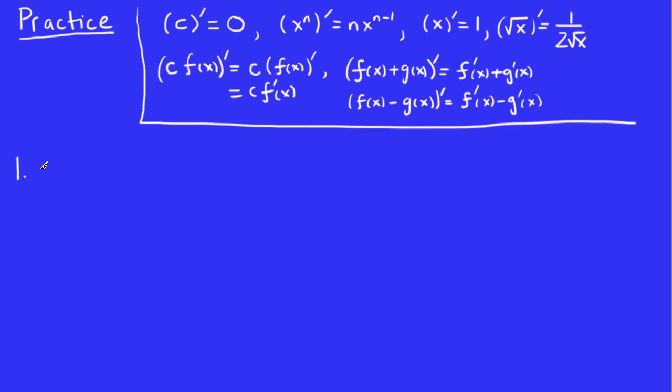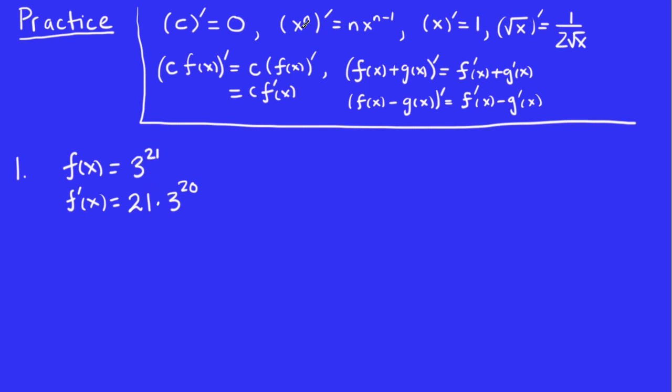The first problem is f of x equals 3 to the power of 21. What is the derivative of that? Now, you have to be a little careful. Some students might be tempted to bring the 21 to the front, and then do 3 to the power of 21 minus 1, which is 20. That would not be good, because if you do this, you're using the power rule.